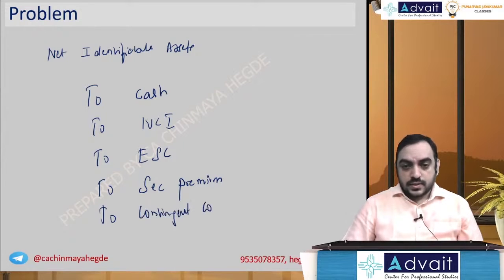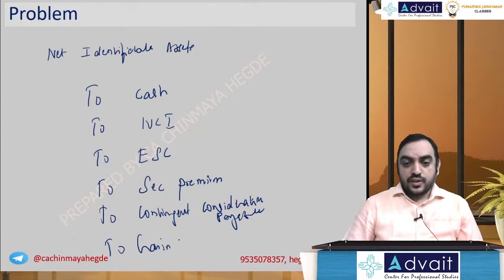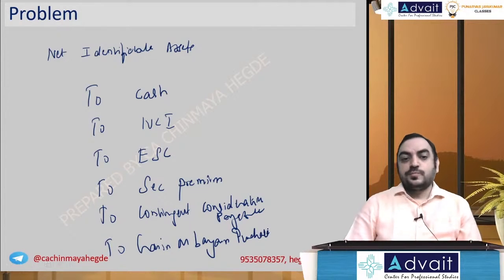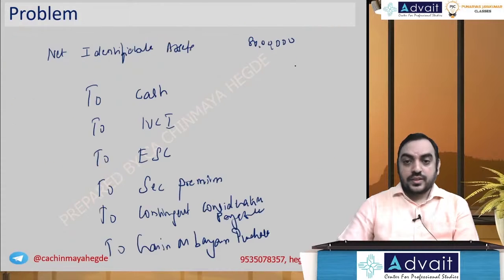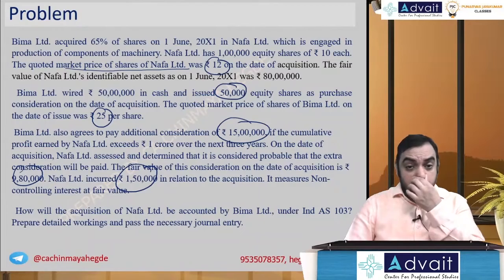Contingent consideration payable, and because we got gain on bargain purchase, or capital reserve also you can say, that also you create, to gain on bargain purchase. Okay, so net identifiable asset is 80 lakhs, cash paid 5 lakhs, NCI fair value 4,20,000. Then shares issued 50,000.